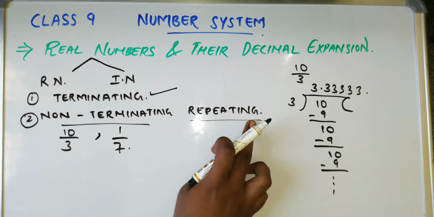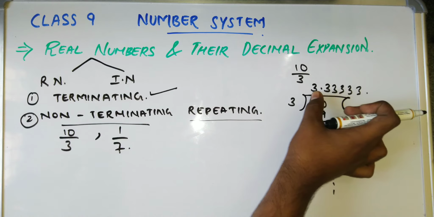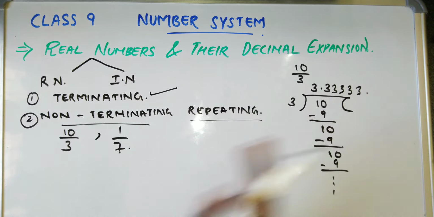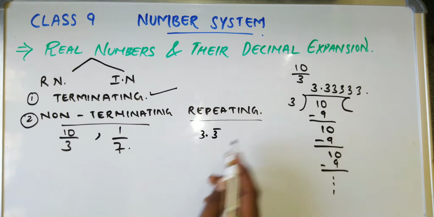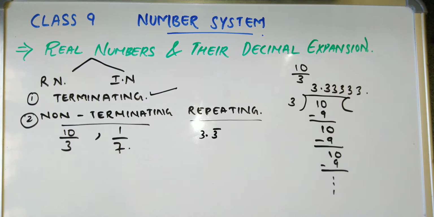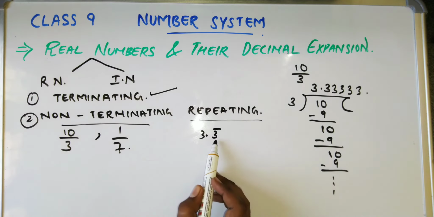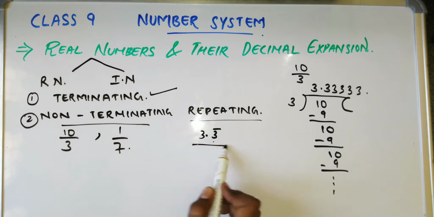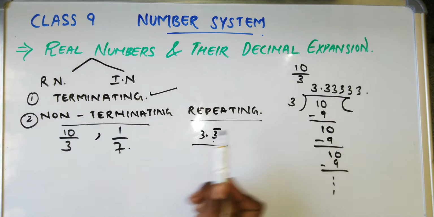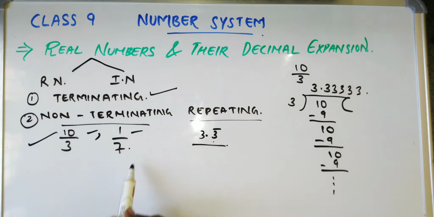And repeating means the quotient, you can see the quotient here, it is 3.333, it goes on till the end. Further you can do the division, again you will get 3333. So I can write it as 3.3 bar. What does bar mean? Bar denotes that this digit is repeating infinite times, forever. So this is the non-terminating repeating category, and I can give these examples.